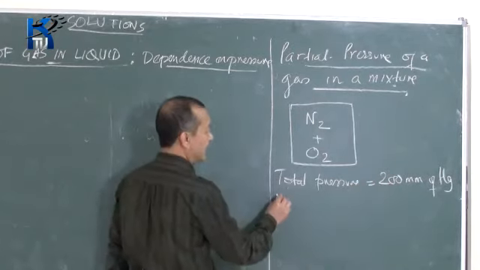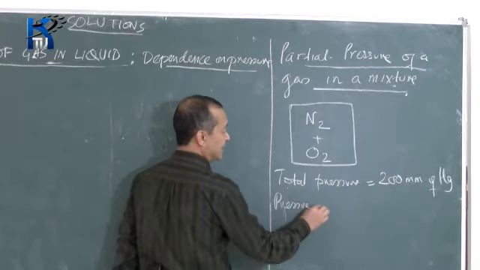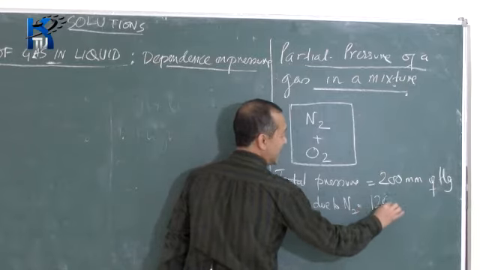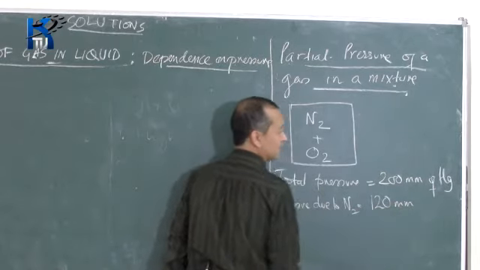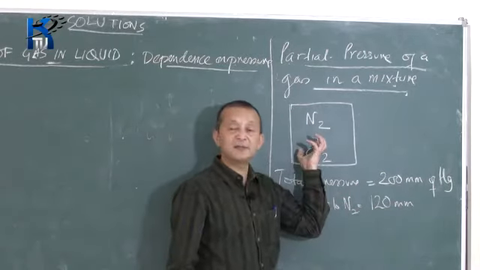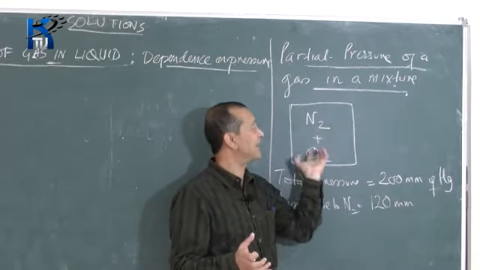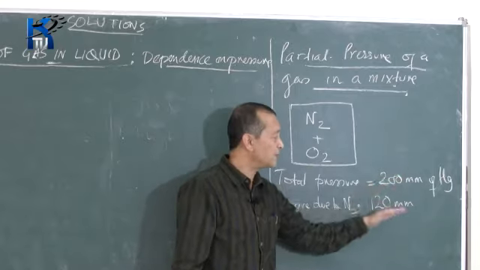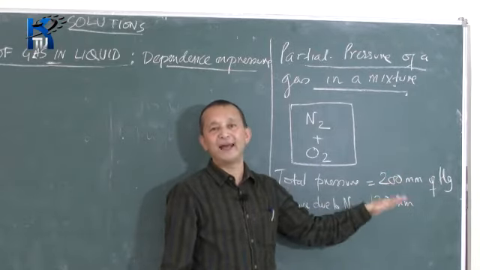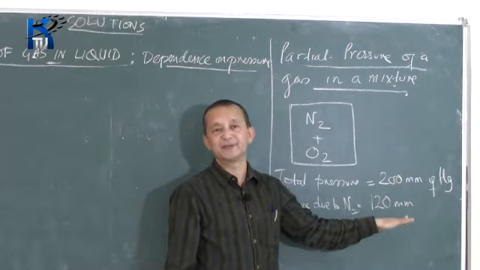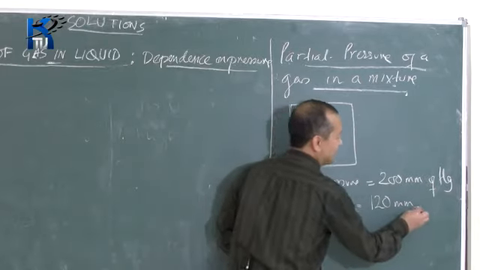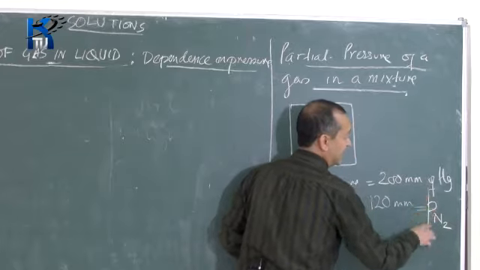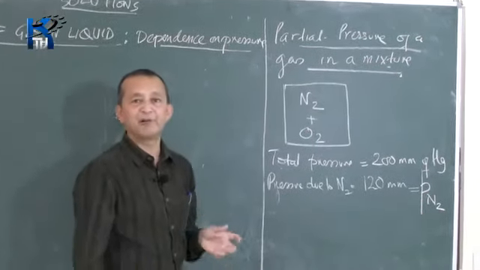Supposing the pressure due to nitrogen only is 120 mm. So if oxygen is removed, then the pressure exerted by nitrogen only in the same box is 120 mm of mercury. This 120 mm of mercury is known as the partial pressure of nitrogen, and this is represented by a small letter p with N2. Small p N2 implies partial pressure of nitrogen.